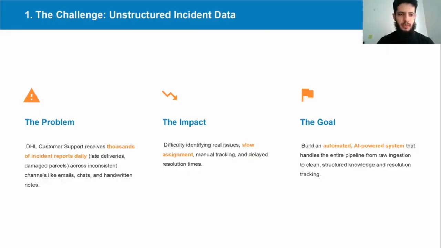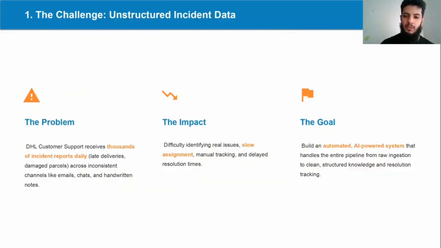The problem was that DHL customer support services thousands of incident reports daily. These reports include delivered damaged parcels across inconsistent channels like email, chats, and handwritten notes. What is the impact of this problem? Difficulty identifying the real issue, slow assignment, manual tracking, and delayed resolution time.